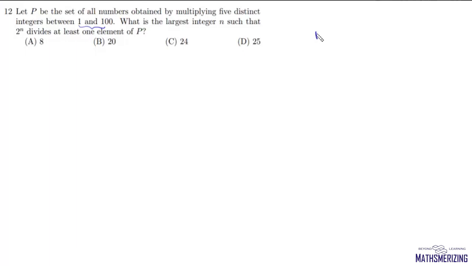Now we know that we can write any number as 2 to the power n, 3 to the power m, 5 to the power r. So this is how we can express any number. Now we have to select 5 such numbers so that they have the highest possible values for 2 to the power n. So we'll start with our first number, and that number will be 2 to the power 6. And 2 to the power 6 is 64.